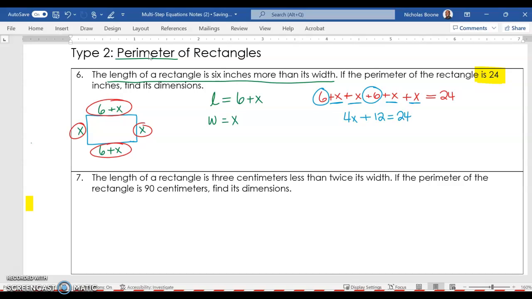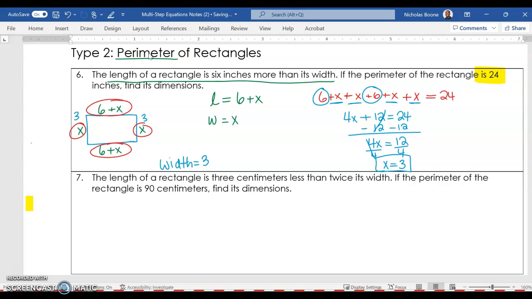Okay, you go ahead and solve that equation. We're going to subtract 12 on both sides. We are left with 4x is equal to 12. Divide by 4, divide by 4. We're left with x is equal to 3. And so what that tells us is x is equal to 3, which means our width is equal to 3. So that means this particular value is 3, and that means this particular value is 3. So our width is equal to 3. I'm going to write that down.